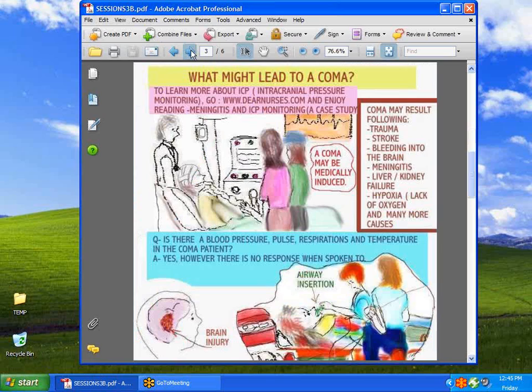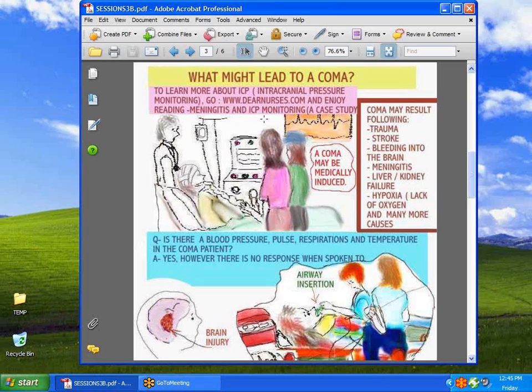Next, let's talk about what might lead to coma. To learn more about coma, please go to intracranial pressure monitoring. Actually, patients in a coma might have ICP monitoring. To learn more about this topic, please go to dearnurses.com and read about meningitis and ICP monitoring.